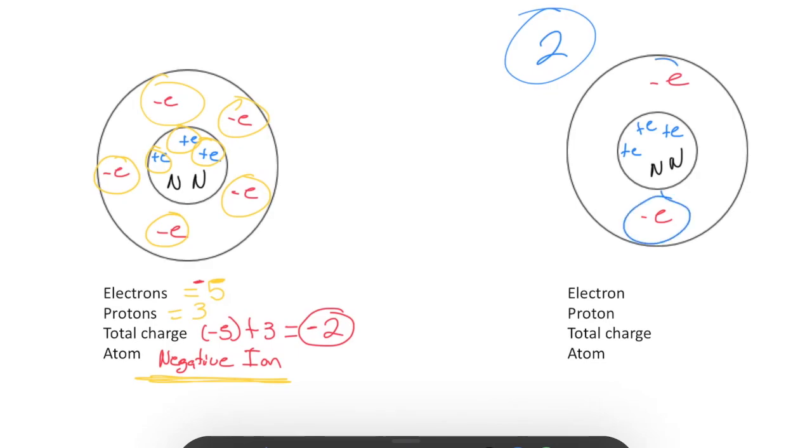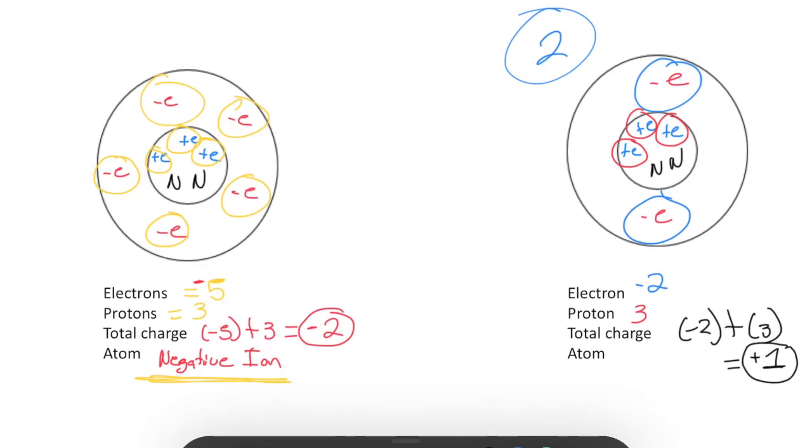Second problem. In this problem, we have 1 electron, 2 electrons. And for the protons, we have 1, 2, and 3. We have 3 protons right here. Same, we want to find the total charge. We are going to add electrons and protons. We have 2 electrons and 3 protons. This is going to be equal to what? Positive 1. Okay? That means that since this atom is positive, the name is going to be positive ion.